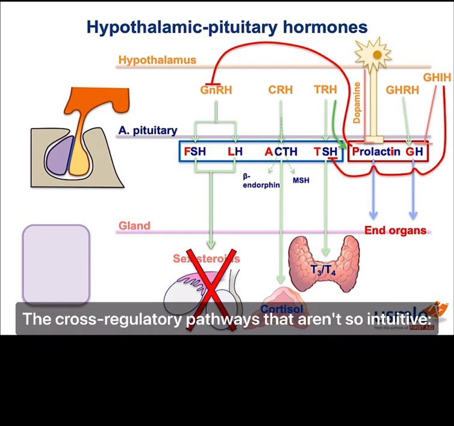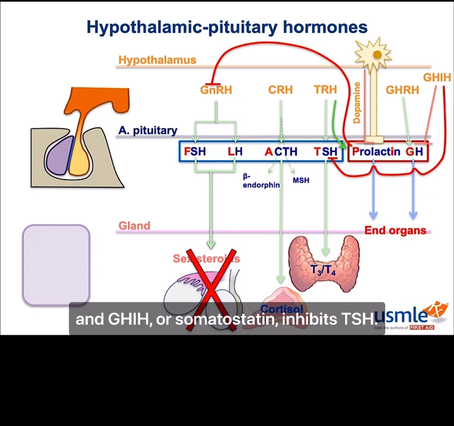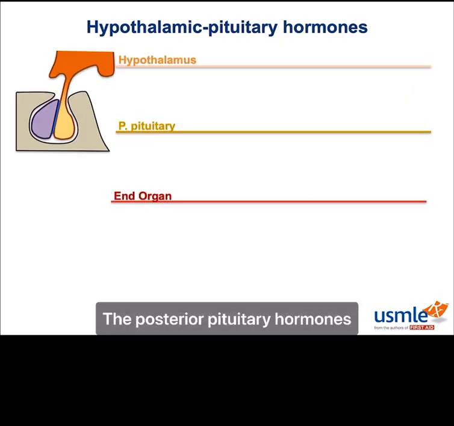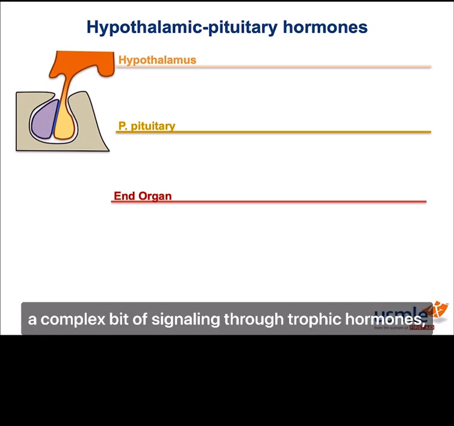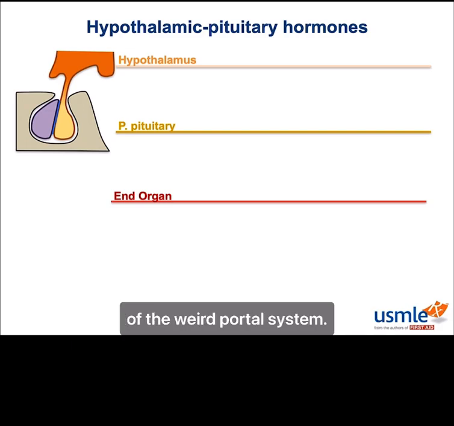So, one more time. The cross-regulatory pathways that aren't so intuitive. Prolactin inhibits GnRH, TRH stimulates prolactin, and GHIH, or somatostatin, inhibits TSH. The posterior pituitary hormones work a little bit differently. Unlike the anterior pituitary that involves a complex bit of signaling through trophic hormones, the posterior pituitary doesn't make use of the weird portal system.